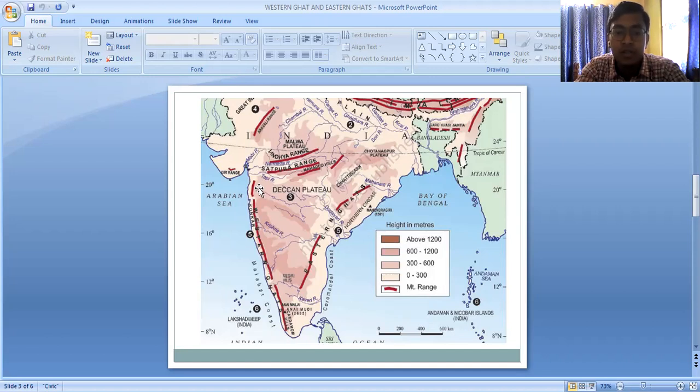That means the rivers which originate in this Deccan Plateau region flow towards the Bay of Bengal, like the Godavari, the Krishna, the Kaveri, and several other tributaries of these important rivers. They flow towards the eastern side. This is the reason that most of the rivers flowing through the peninsular plateau region drain into the Bay of Bengal.